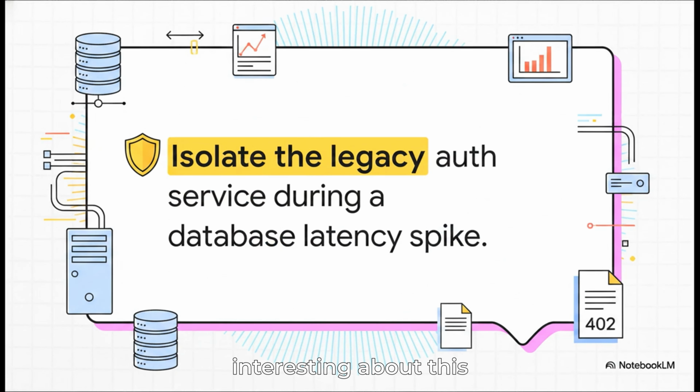Now, what's really interesting about this is the final perfect answer the system provided instantly. Isolate the legacy auth service during a database latency spike. By directly citing postmortem number 402, it gives the engineer the total confidence to execute the fix. It eliminates the panic, ends the frantic searching, and completely saves the day. The engineer knows exactly why they're taking this action because the historical precedent is linked right there.